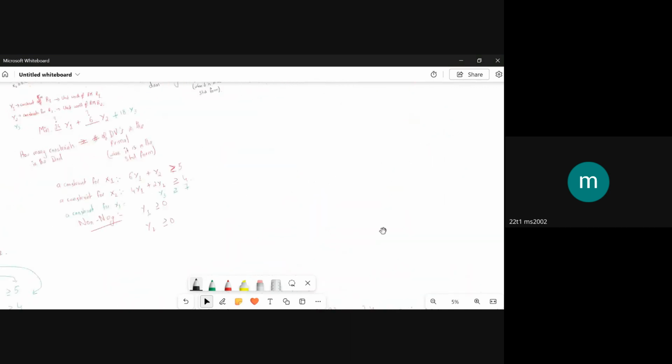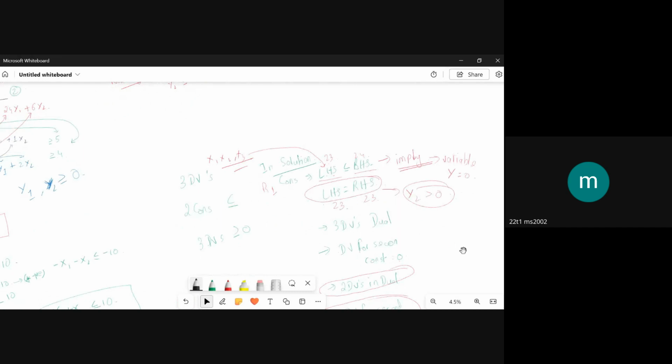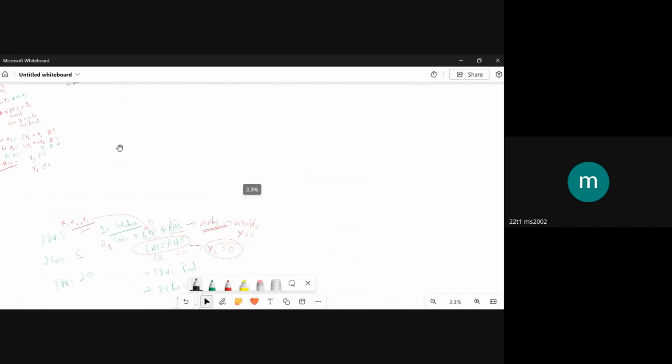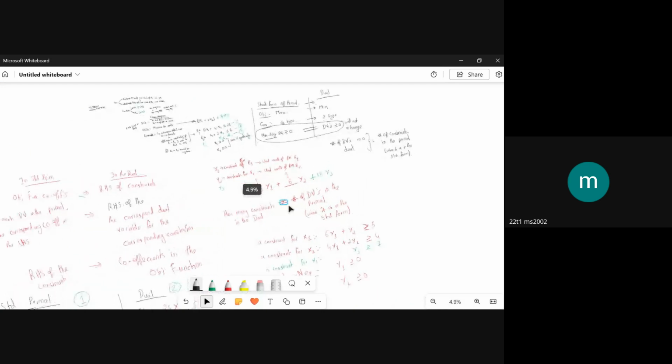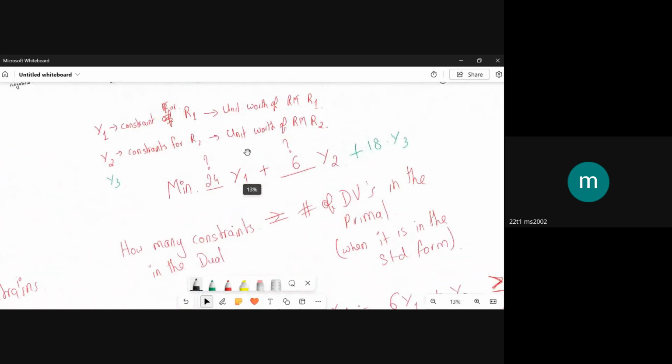Remember the definition of your variables. How you defined your Y1 and Y2, right? My Y1 is the unit worth of raw material R1. Y2 is the unit worth of raw material R2. Will I go outside and buy a resource which I have in excess, or will I go out and buy a resource which I have in deficit? I will obviously be willing to pay a value for the resource which I do not have, which is completely binding. So I will be willing to pay for Y2, whereas I will not be willing to pay for Y1.